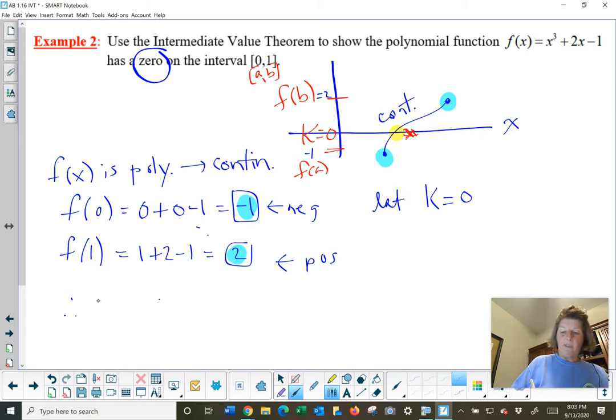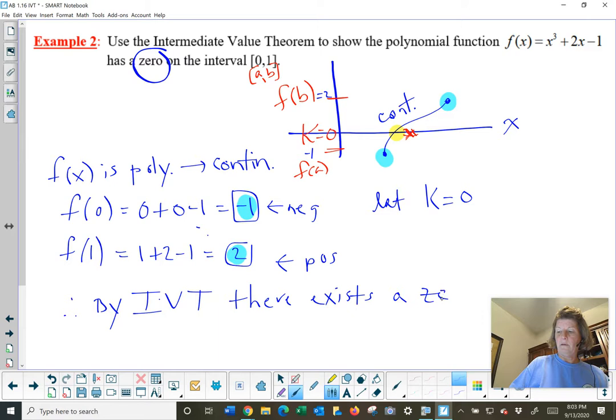Then I have a value where k sits between f of a and f of b. Therefore, by the IVT, there exists a 0 on this interval. On the interval 0 to 1.